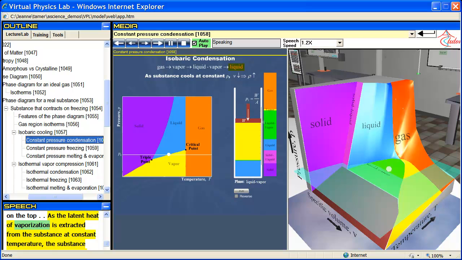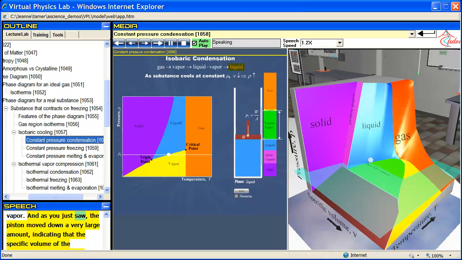As the latent heat of vaporization is extracted from the substance at constant temperature, the substance gradually changes to a pure liquid. At the shown point on the 2D and 3D phase diagram, it is a pure liquid. Of course, since the liquid phase is much denser than the vapor phase, it occupies a much smaller volume than the volume that was originally occupied by the vapor.